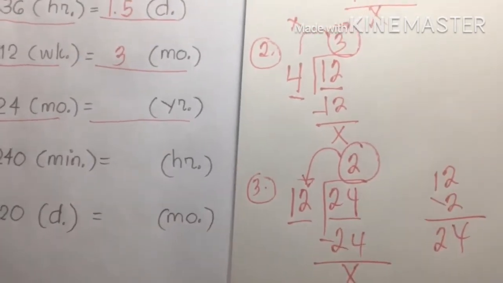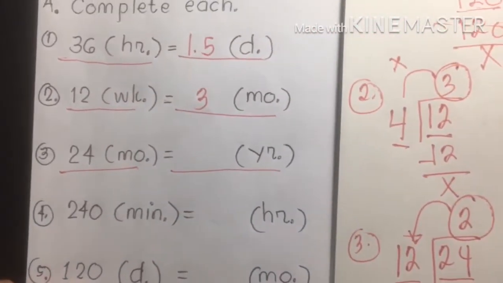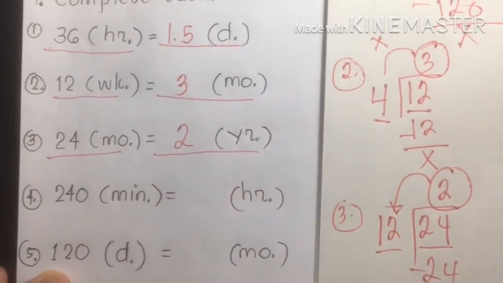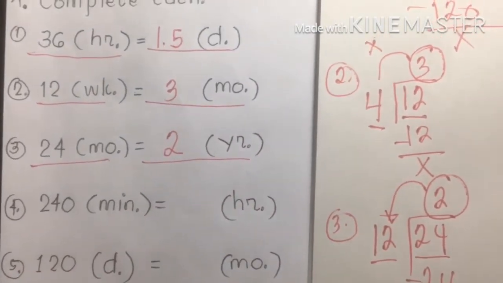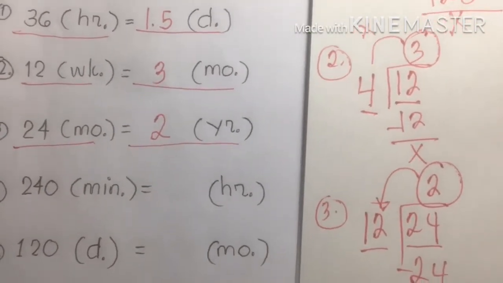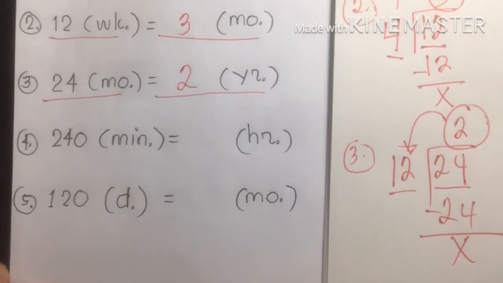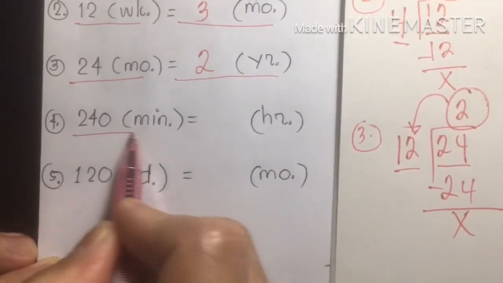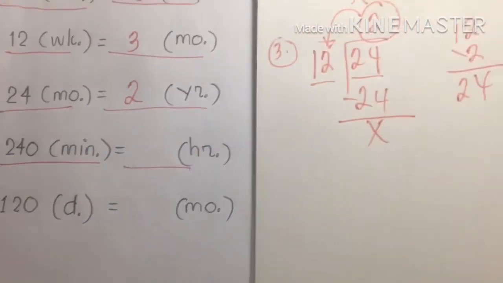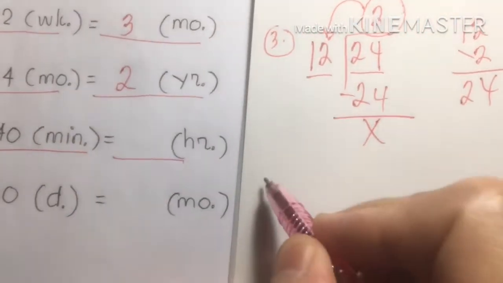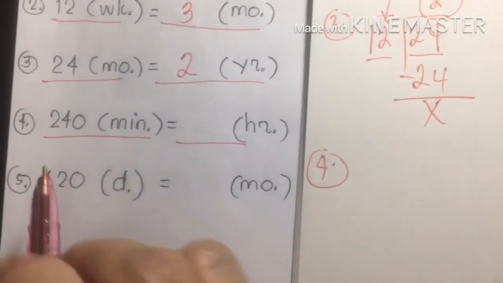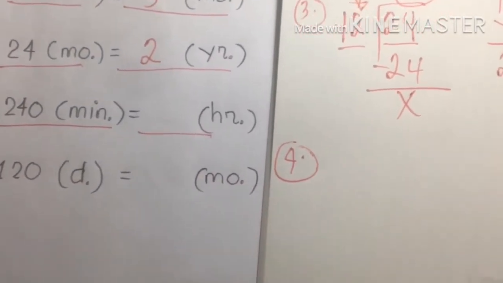Therefore our answer is, in 24 months, how many years? We have 2 years. Okay, and that's it. Please follow, guys, number 3. And number 4: 240 minutes, how many hours? Okay, we're on number 4 now, guys. Please follow for number 4. So we're going to jot down automatically, from minutes to hours, guys.